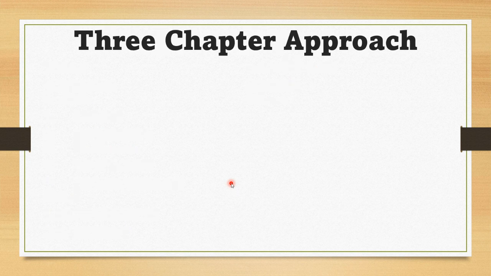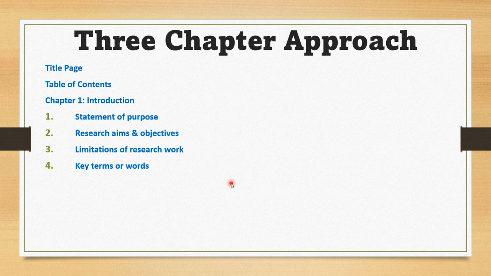And the next approach is the three chapter approach. It includes the same title page and table of contents, but it is the chapter-wise approach to write the research proposal. Chapter 1 is the introduction. It includes four parts. The first one is the statement of purpose, then research aims and objectives, limitations of your research work, and the key terms or keywords, which are written at the end of the introduction chapter, on which words your research project will critically be going through.